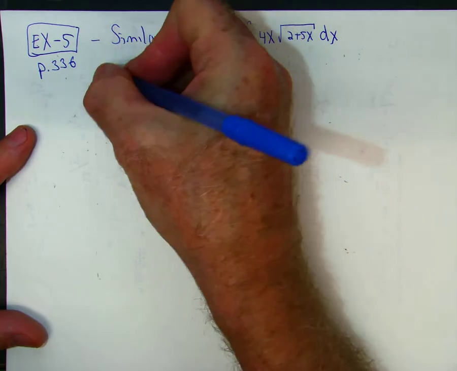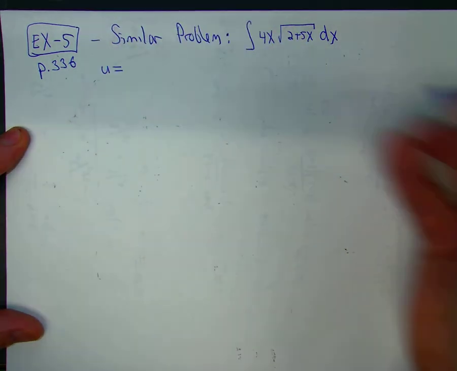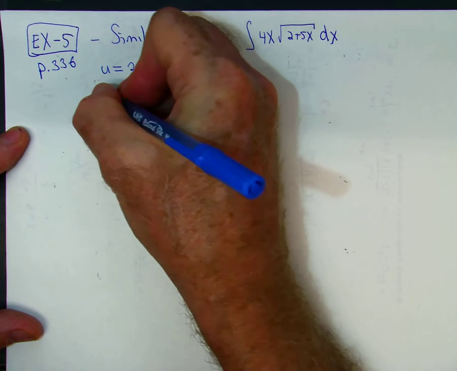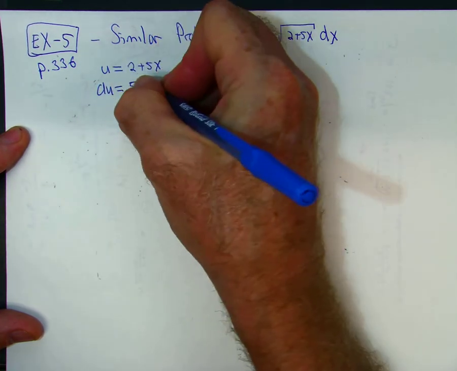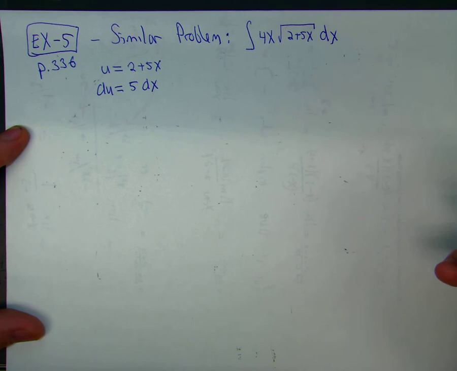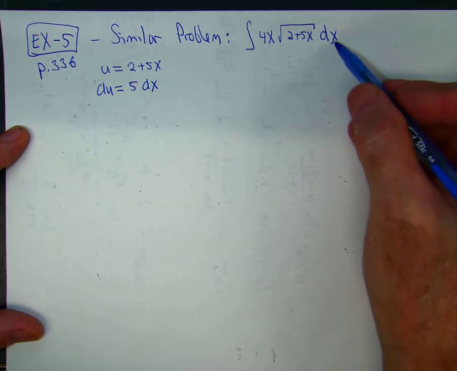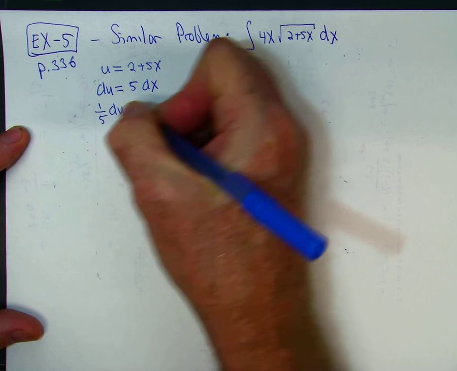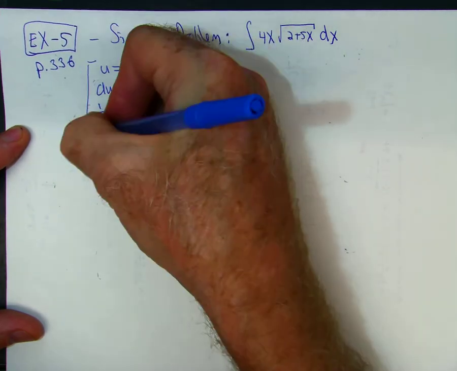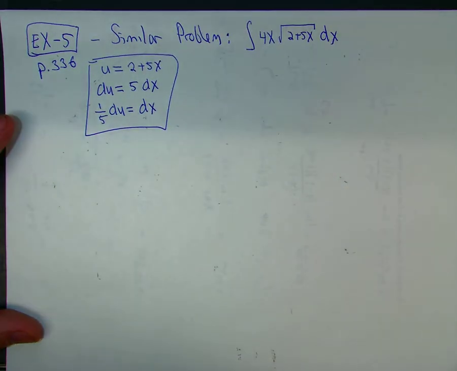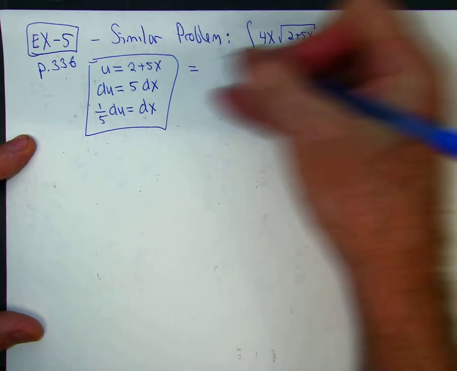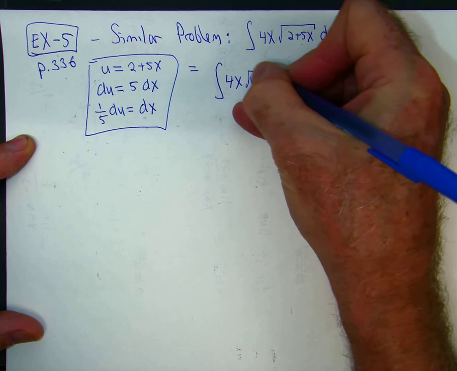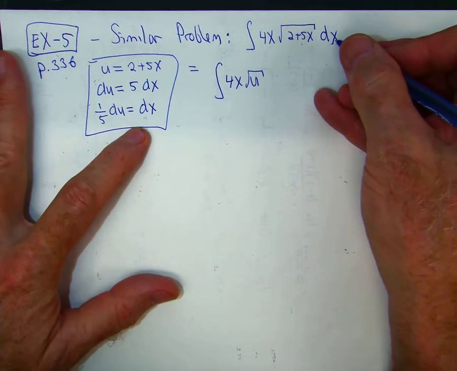So again, I'm going to use my rule that u is what's inside the radical, since there's a radical in the problem. And then du is going to be 5 dx. And I'm getting used to the fact that I'm going to have to solve for dx, so I'm going to do that now. Even if I don't need to use it, it's done. Okay, so now I look at this problem. There's my u. And my dx is going to be 1/5 du.